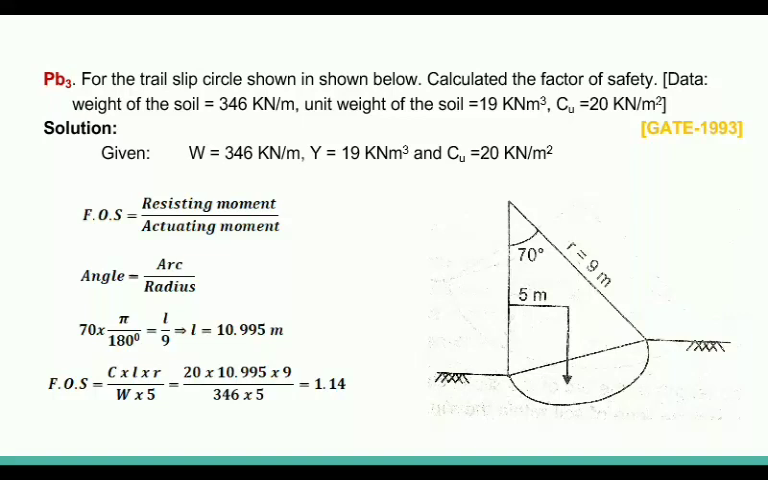Again we have this formula. The resisting moment we can write as C, that is cohesion, into L, length, into R, the radius of the slip circle, that is 9 meter. W is given as 346 kN per meter, and the perpendicular distance from O is given as 5 meter. By putting all the values in this equation, we get factor of safety equal to 1.14.